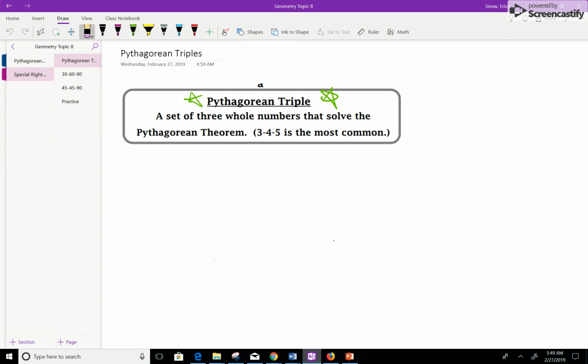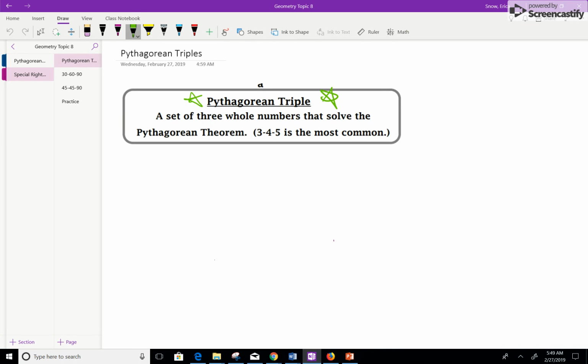All right, today we are going to be talking about special right triangles. These are right triangles in which the sides are easy to find, and you should be able to get to these measurements really fast just by looking at the triangle.